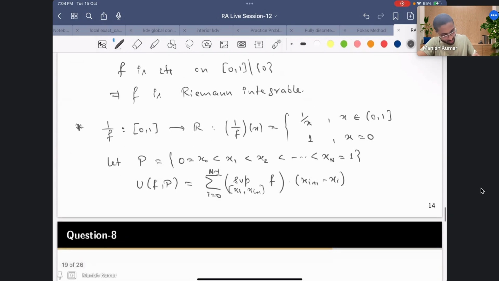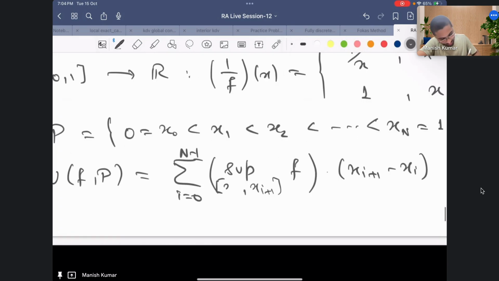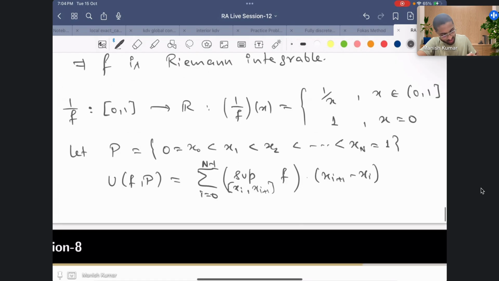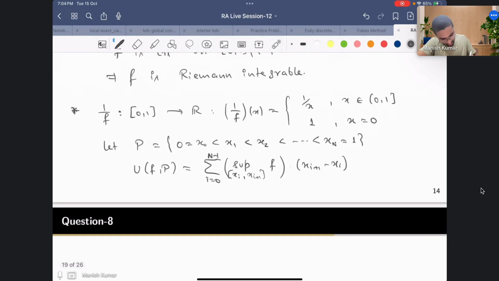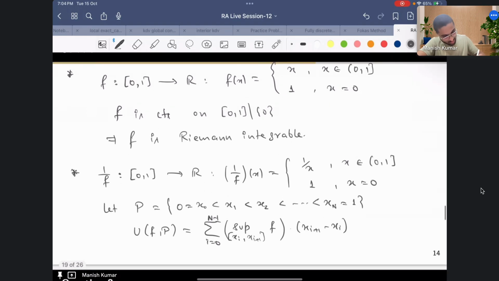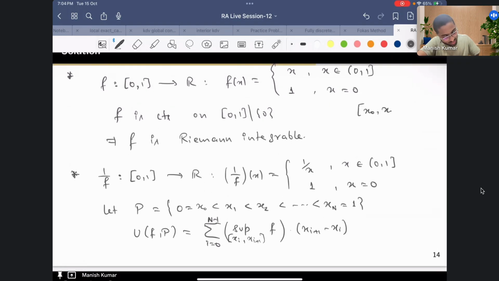Okay, now you tell me, if I concentrate on x0, x1, so x0 is 0. If you take this interval, let me draw the graph first. How will this 1 by x look? So 1 by x is like this, right? As x goes to 0, this 1 by x will converge to infinity. So whatever interval you choose, let's say this is x0 and x1 is any point just greater than 0, what will be the supremum of this? This is going to be infinity.